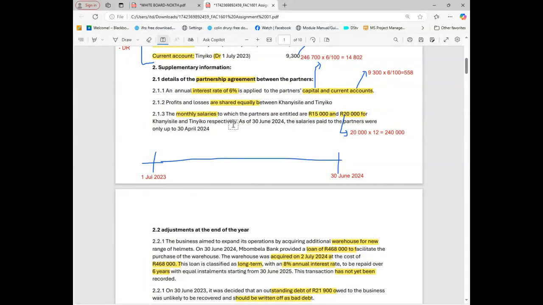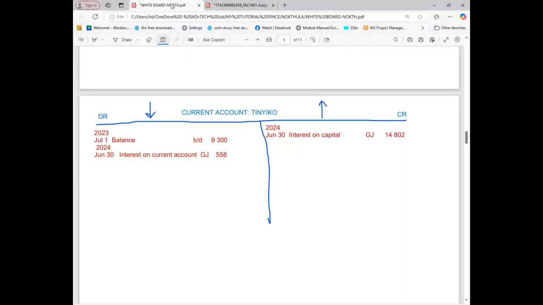And then they said, can you see that as of the 30th of June, salaries paid to the partners were up to the 30th of April. So they're just trying to confuse you. Even if they paid up to the 30th of April, we still have to count the remaining ones, to add them. We need the whole year.